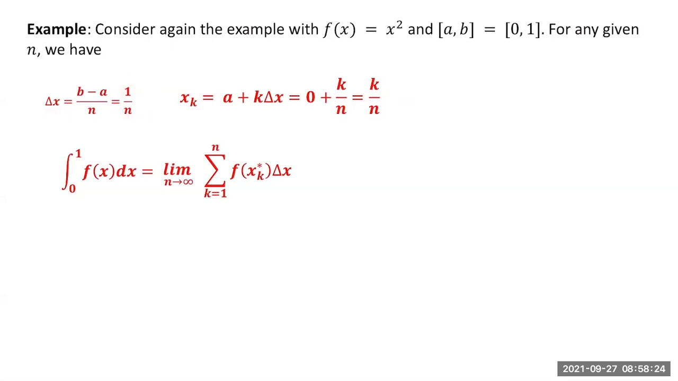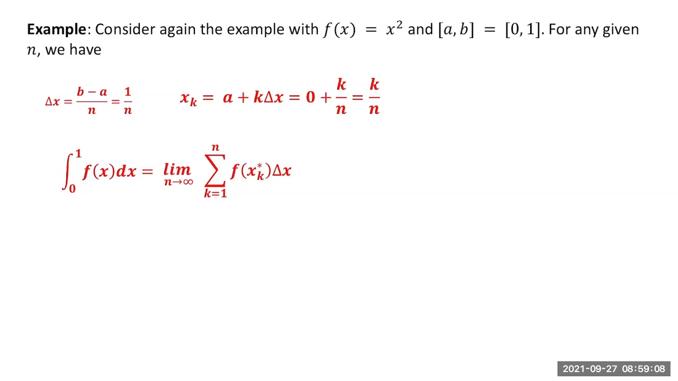Now, how do we define the definite integral from 0 to 1? The definite integral of f from 0 to 1 is denoted by the integration symbol, with the upper limit and the lower limit like this: f of x dx. That means the definite integral of f of x from 0 to 1. That is defined by the limit of this summation, k goes from 1 to n, f of xk star times delta x.